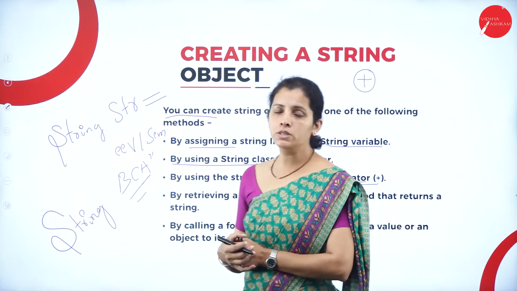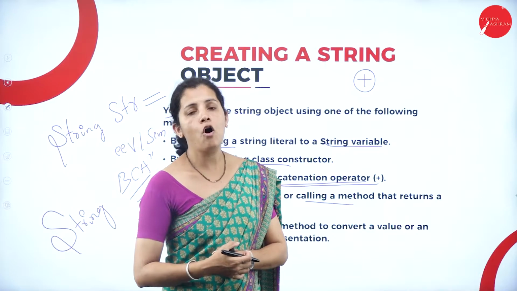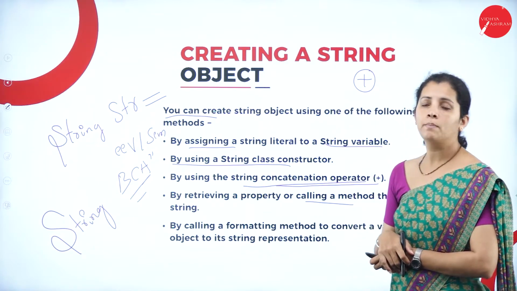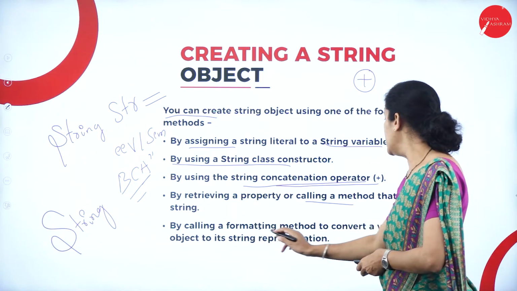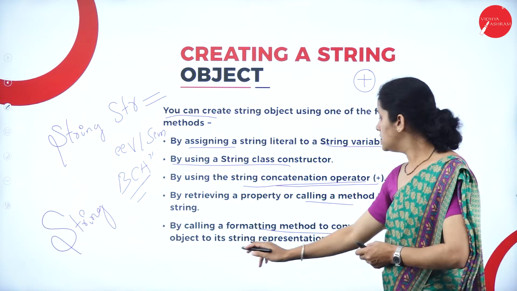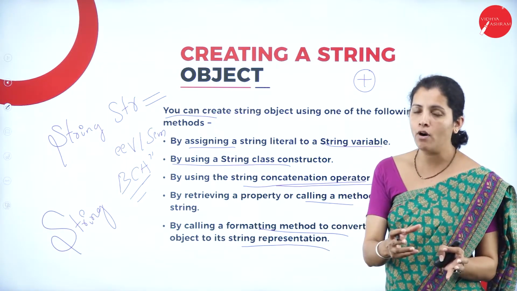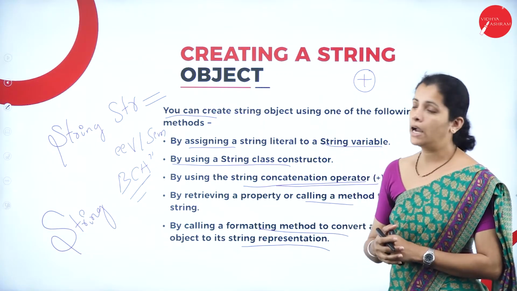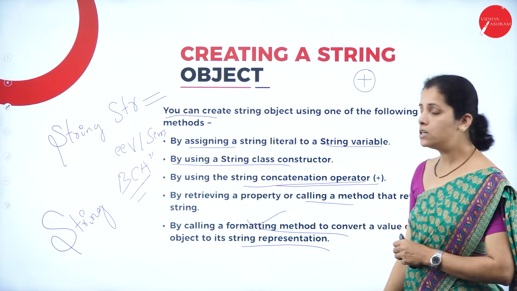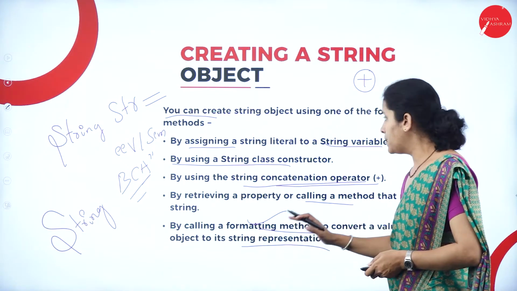That means by using some of the built-in methods as well as properties of the string class, I can create the string. Along with that, by calling a formatting method to convert a value or object to its string representation. That means I can format one type of string into another type. That is, by calling formatting methods to convert a value or an object to its string representation.